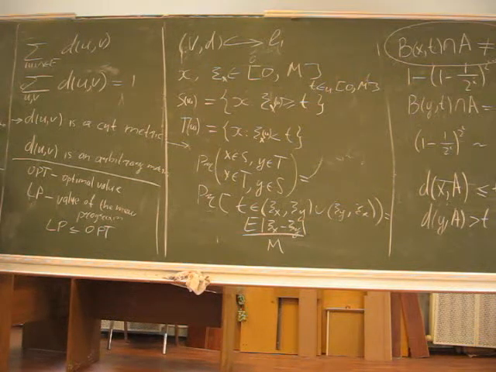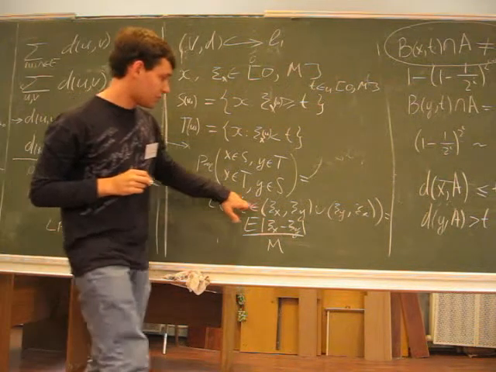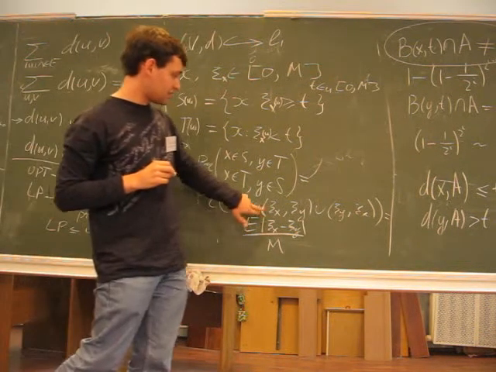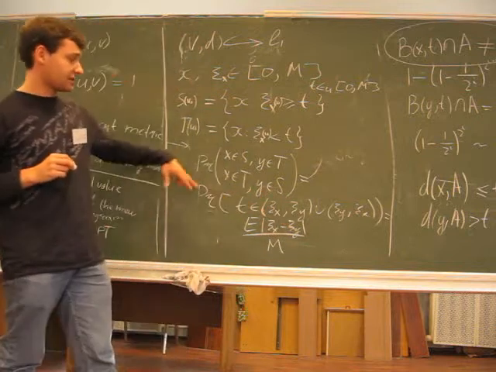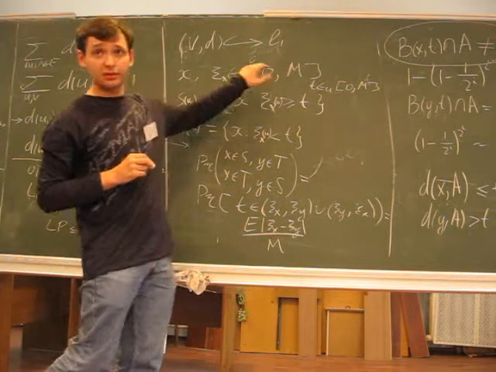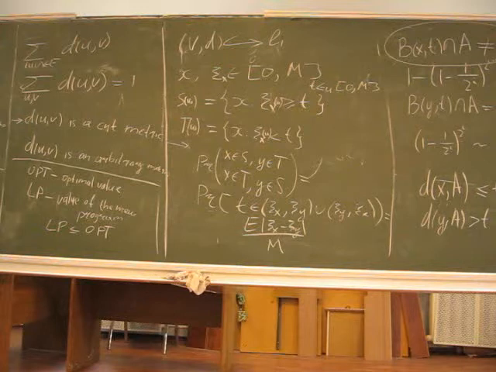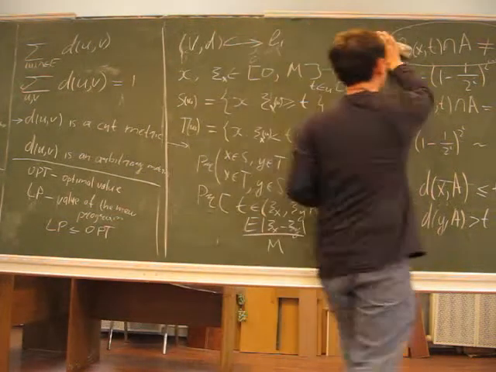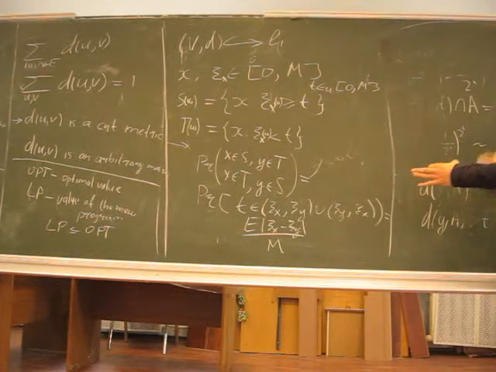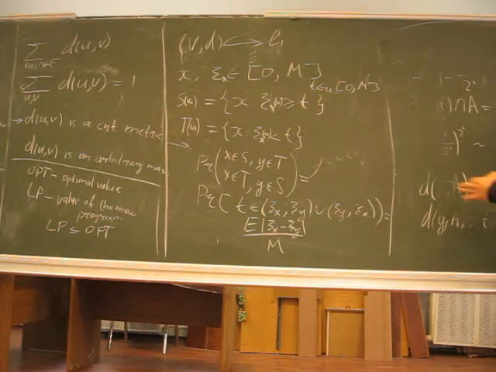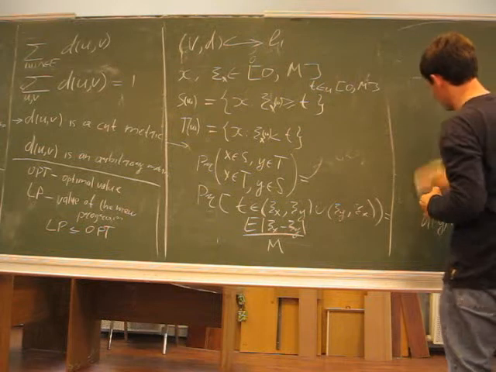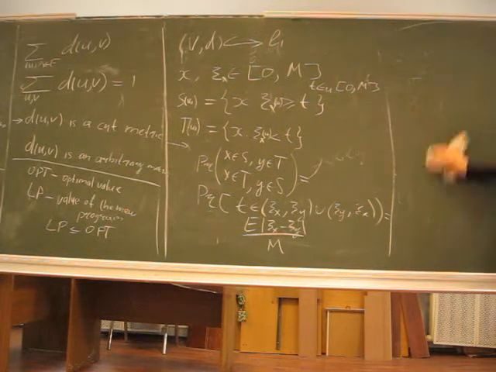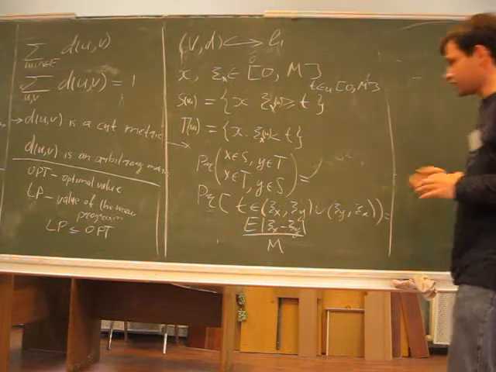We divide by m because we choose T between 0 and m, so it should belong to this segment. Here we take the length of this segment and divide by the length of this segment. And this is exactly the L1 distance between Cx and Cy, which is given by our solution.